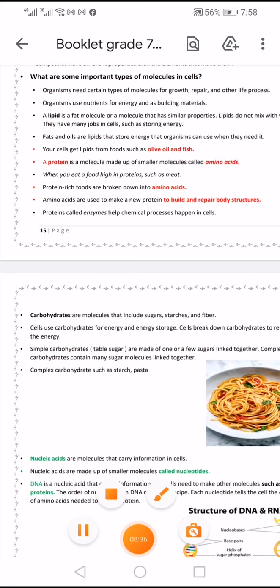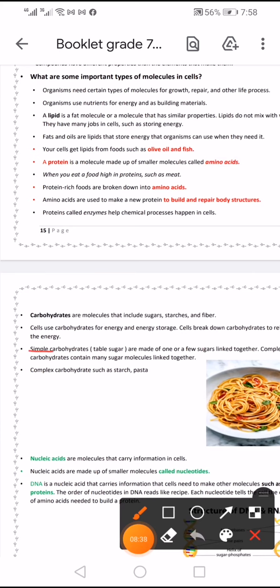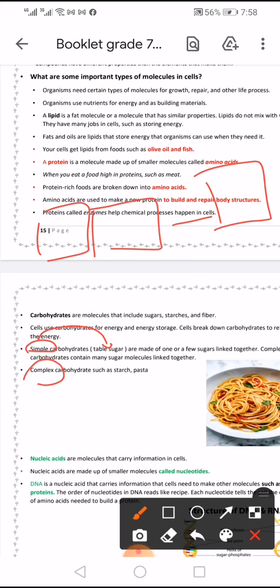We have two types of carbohydrates here: simple carbohydrates and complex carbohydrates. What is the difference between simple and complex? Simple carbohydrates, like table sugar, are made of one or few sugars linked together. So simple carbohydrates, like the normal sugar that we eat, are made up of one or few sugars linked together like this.